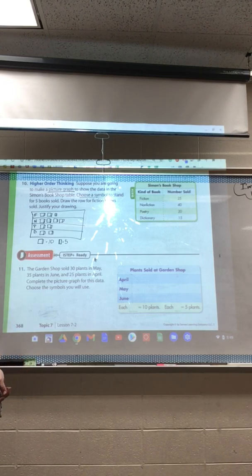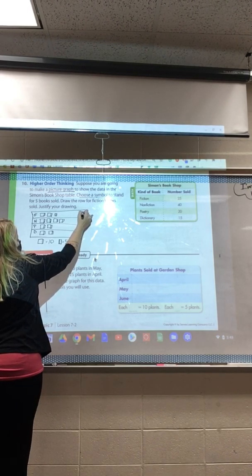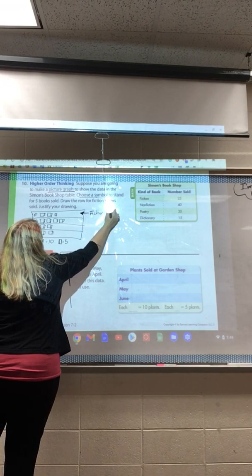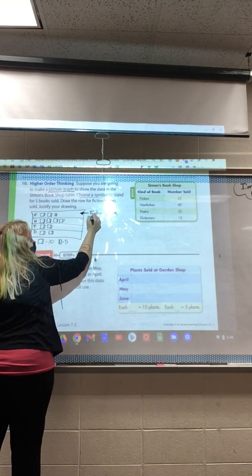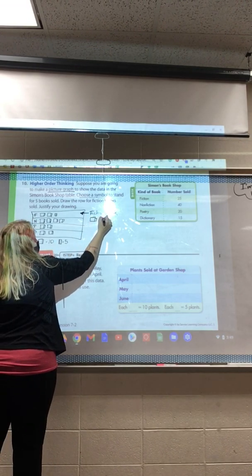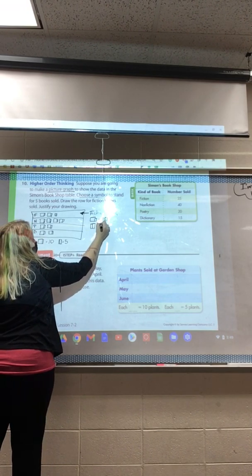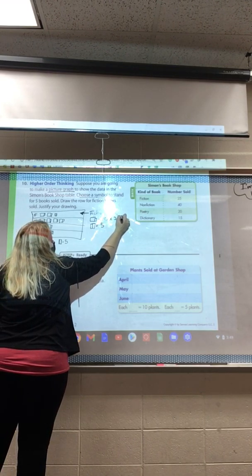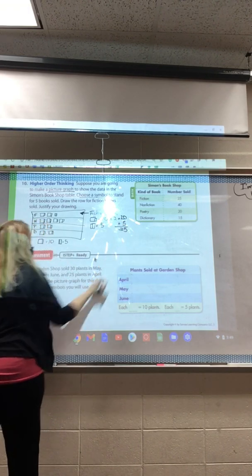Oh my goodness, I'm having trouble with it. Draw the row for fiction books sold, justify your answer. So here's my fiction books. The reason this works is because this symbol equals 10. And this symbol equals 5. 10 times 2 equals 20. Plus the 5 equals 25.